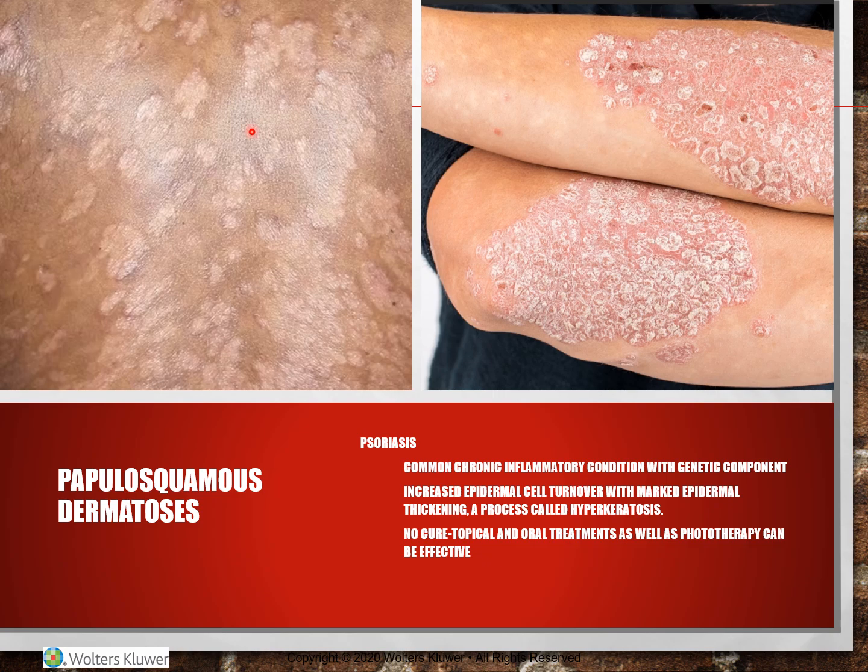And this is what it might look like on brown or darker skin. Maybe a little more difficult to pick up some of that inflammatory change, although you can see it within those silvery lesions, but you can still see that clear demarcation between healthy skin and psoriasis-affected skin.